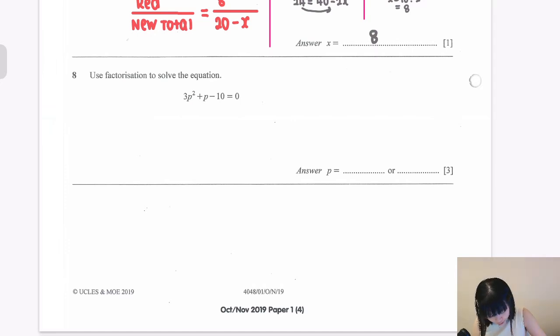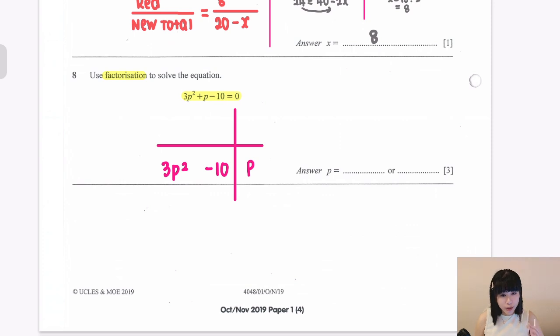Question 8. Use factorization to solve the equation. This is a quadratic equation with 3 terms. So for 3 terms quadratic, we can do this cross method, okay? 3p squared we'll put here, positive p we'll put at one side, negative 10 we'll put here.